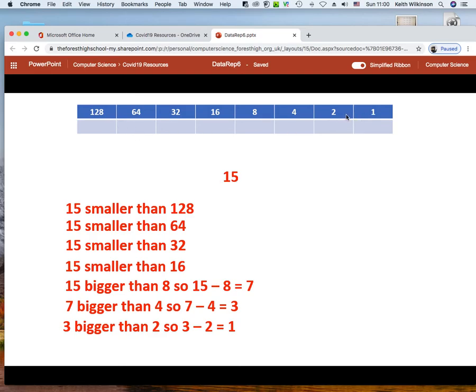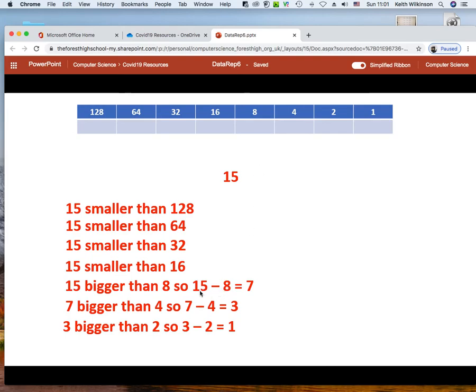Draw my table, doubling the top row, starting with 1 at the right hand side, and then start from the left in my calculations. So 15 is definitely smaller than 128, so I just move on to the 64 column. 15 is smaller than 64, so I move on to my 32 column. 15 is smaller than 32, so I move on to my 16 column. 15 is smaller than 16, so I move on to my 8 column. Now 15 is bigger than 8, so I write a 1 underneath my 8.